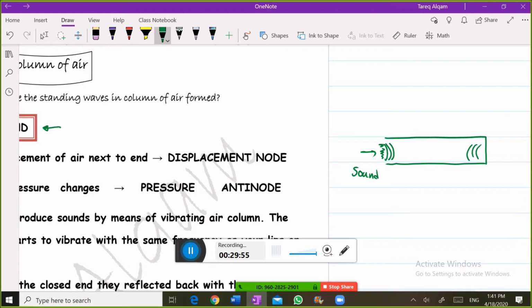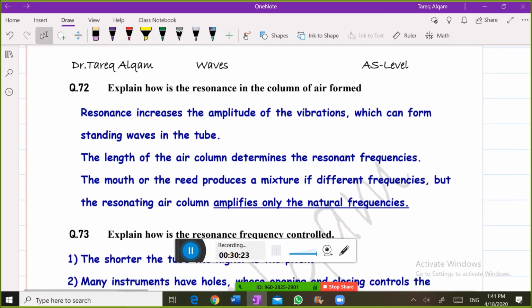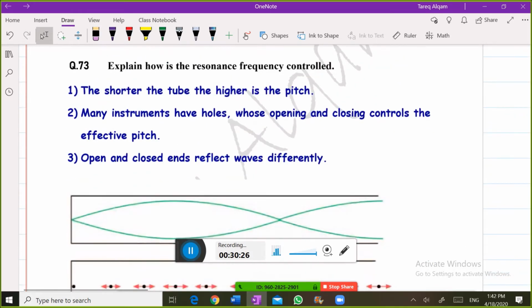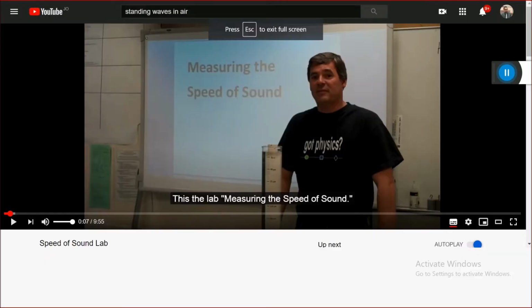Again, guys, here we have outgoing waves, here we have reflected waves. They interfere destructively at certain positions called nodes, or they interfere constructively at certain positions called anti-nodes. Same thing, same procedure, same explanation for everything. I want to show you this. Okay, let's watch this video.